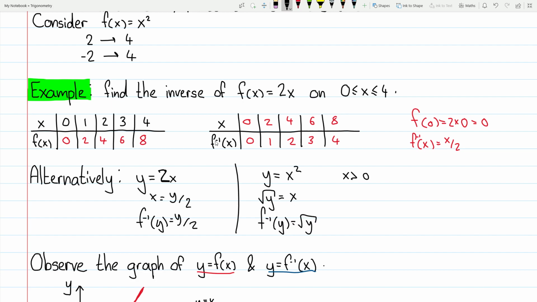So it's a procedure for finding inverse functions. You just write the function y equals this thing here, and then you solve for x in terms of y, and that's your inverse function.